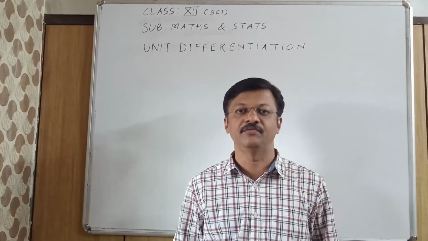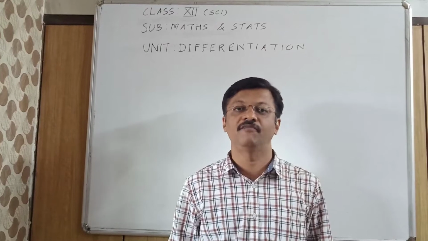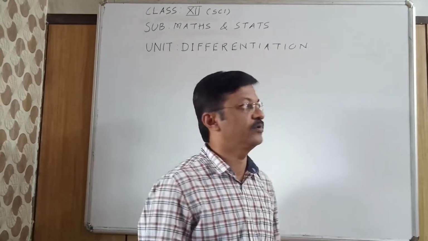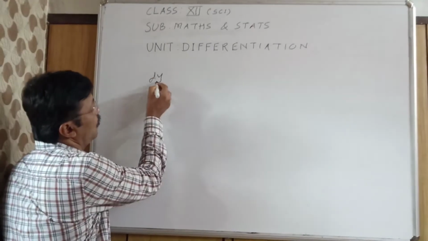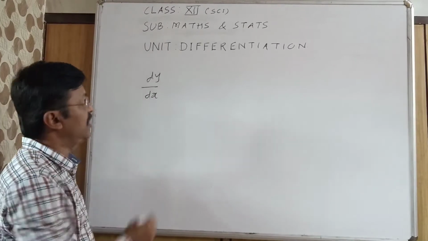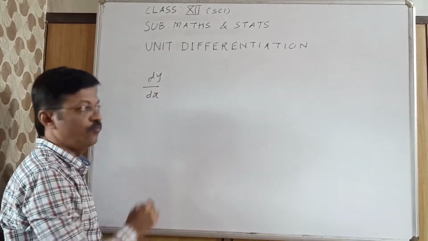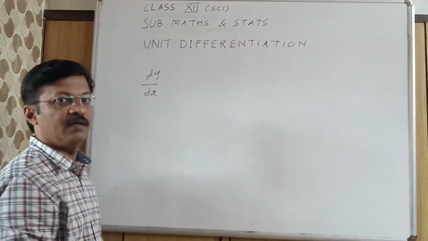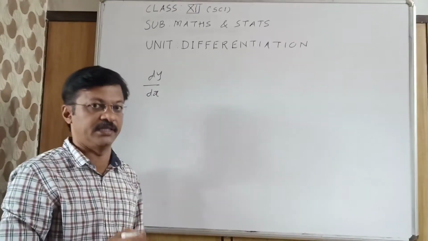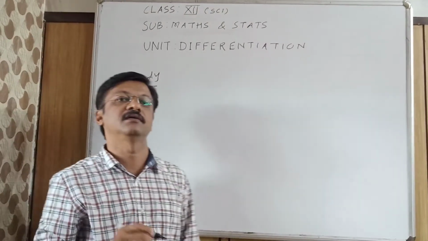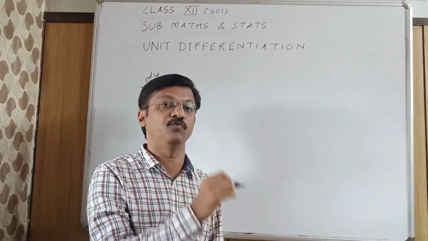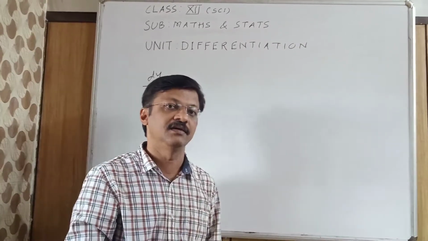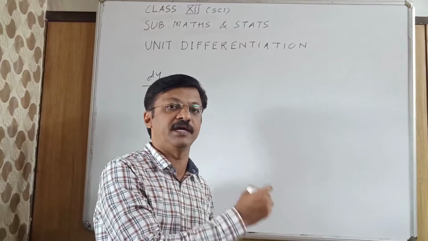We understand derivative as a rate of change of a function with respect to some variable. For example, as we denote the derivative of y with respect to x by dy by dx, it means it is the rate of change of y with respect to x. For example, velocity is the derivative of displacement with respect to time, because velocity is defined as rate of change of displacement with respect to time.